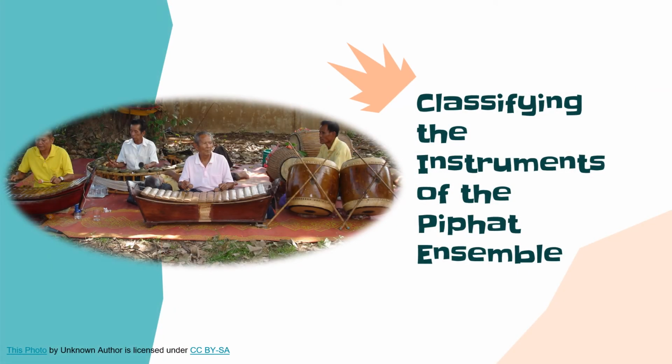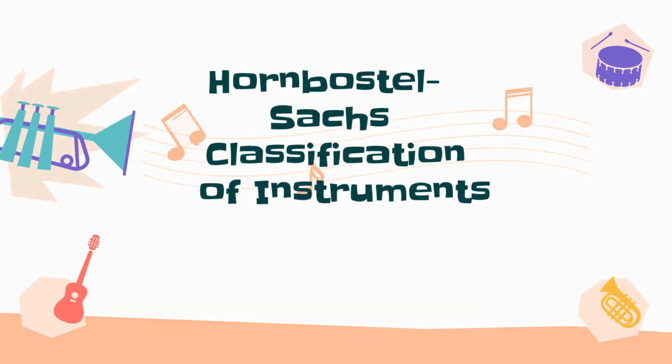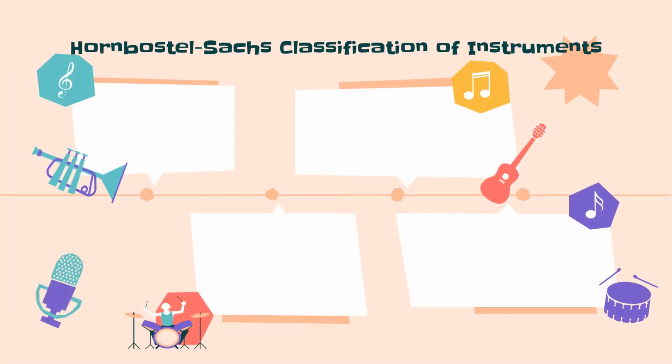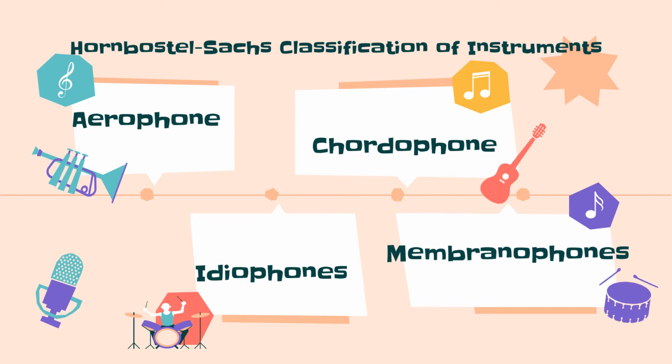Let us now classify the instruments of the Pipat and Sam. We're still going to classify the instruments according to the Hornbostel-Sachs classification of instruments. So, do you still remember the categories of Hornbostel-Sachs? So, let's find out. These are the categories: the aerophone, chordophone, idiophones, and of course the membranophones. So let us classify the instruments of the Pipat and Sam according to these categories.